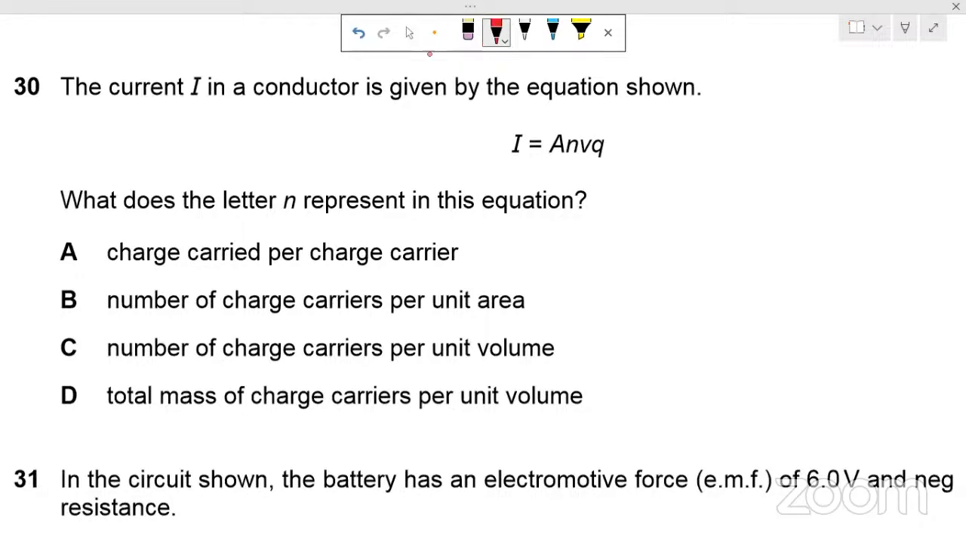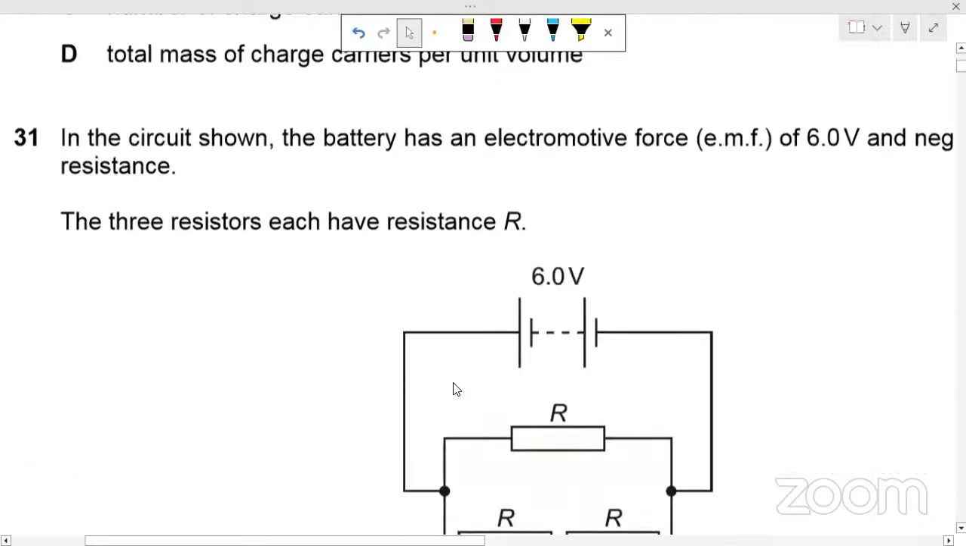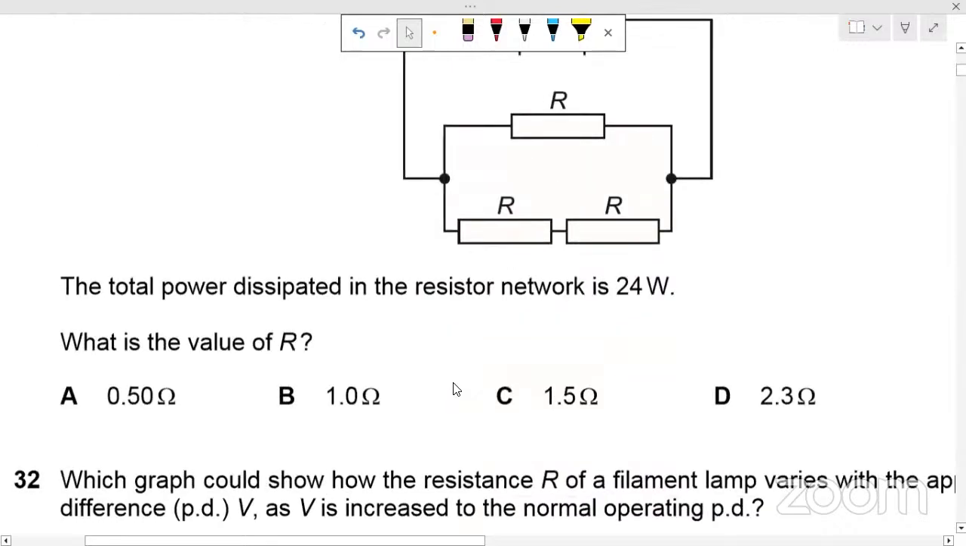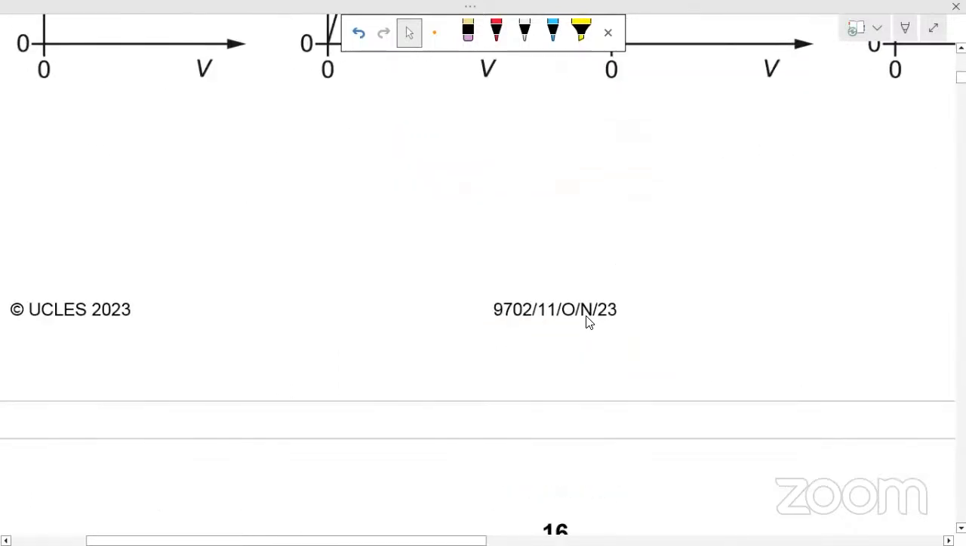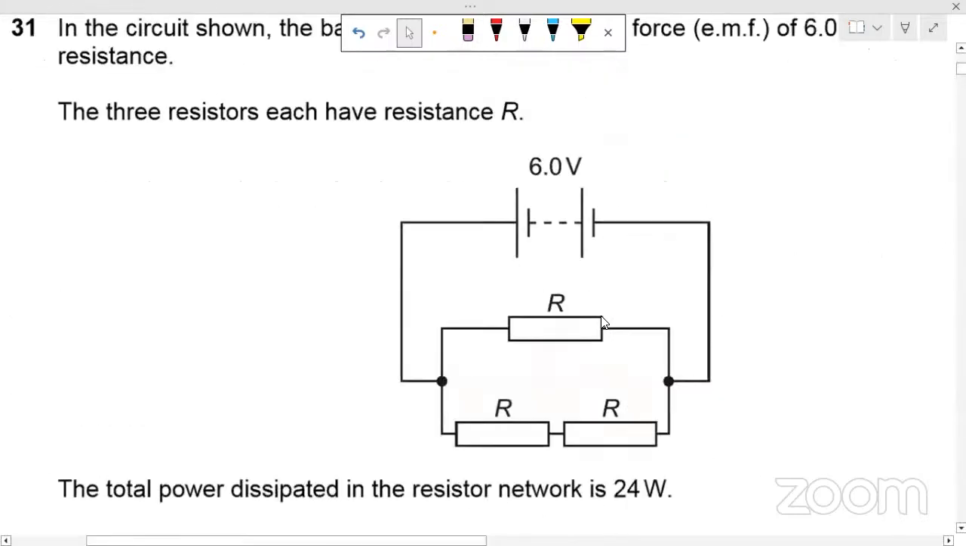So we have started with the first paper. This is our sequence: October November 2023, paper 1-1, then 1-2, then 1-3, then May, June, paper 1-1, 1-2, 1-3, then Feb, March.